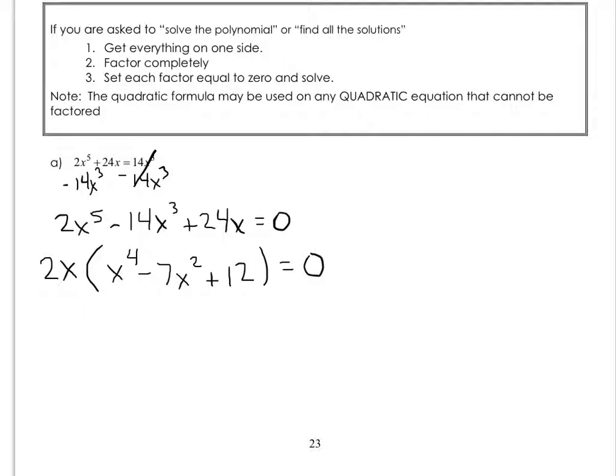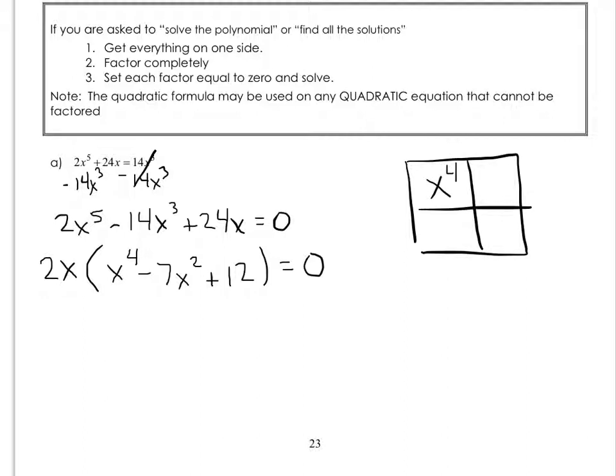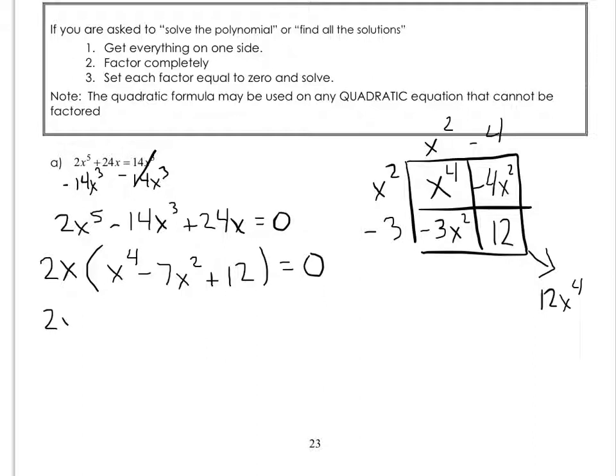Okay, we want to keep going on this one, so 2x is good, but I think we can probably factor out that little x to the fourth still. So let's throw that into a box. That'll be 12x to the fourth. Okay, two multiples of 12 that add up to negative 7. That'll be negative 4x squared and negative 3x squared. GCF is x squared times negative 4 times negative 3. Okay, so we've done a little bit more now. We've turned that trinomial into two binomials.